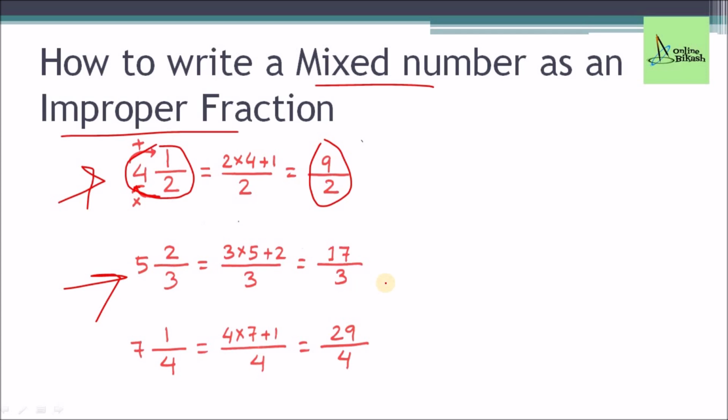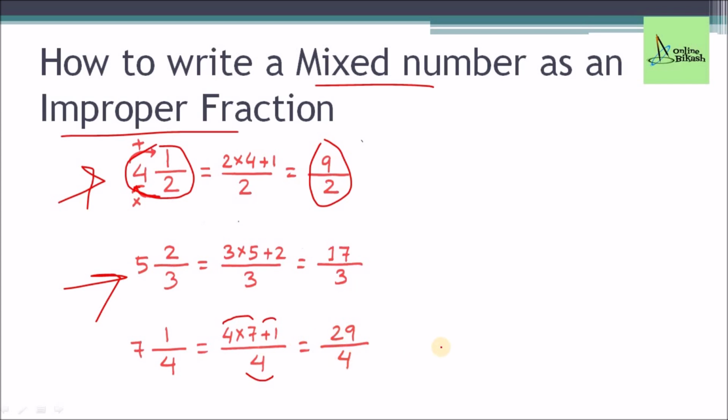Similarly, 7 whole 1 by 4, we can change it into an improper fraction. You see this one, the denominator will remain same, 4 will not change here, and then 4 7s are, is what I am writing, 4 into 7, and plus 1 is the numerator here. So 4 7s are 28, 28 plus 1 is 29 divided by 4. So this is our answer.